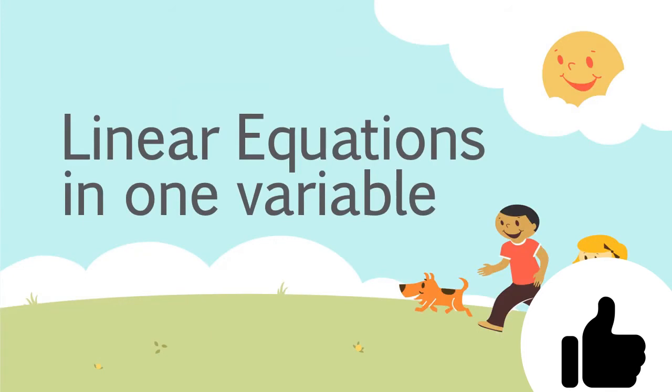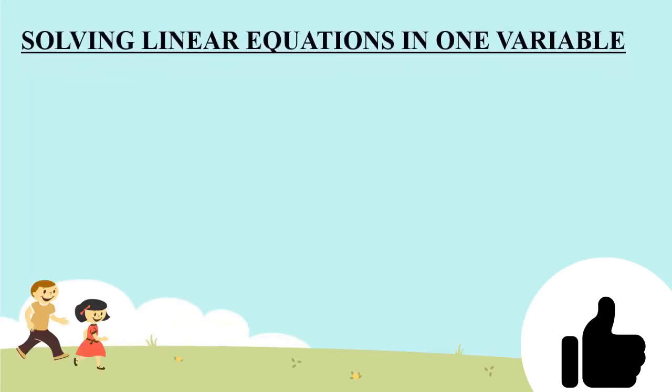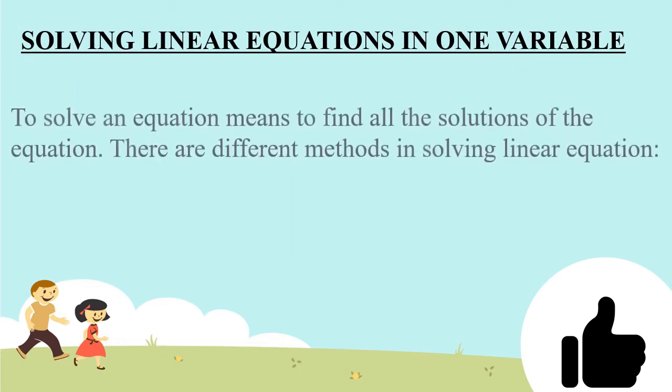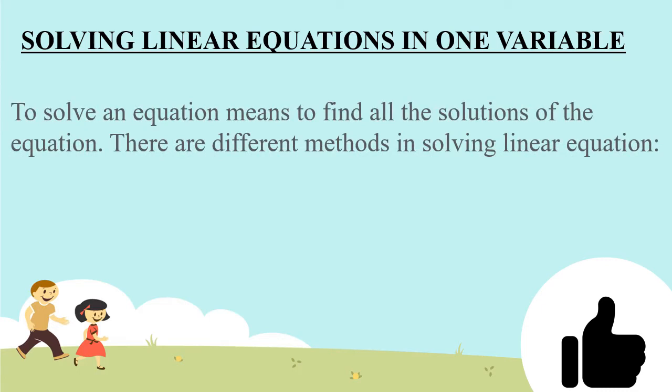Let's now discuss solving linear equations in one variable. How do we solve linear equations in one variable? To solve an equation means to find all the solutions of the equation. There are different methods in solving linear equations. It means that there are many ways to solve linear equations in one variable. It's up to you which method is easiest for you.